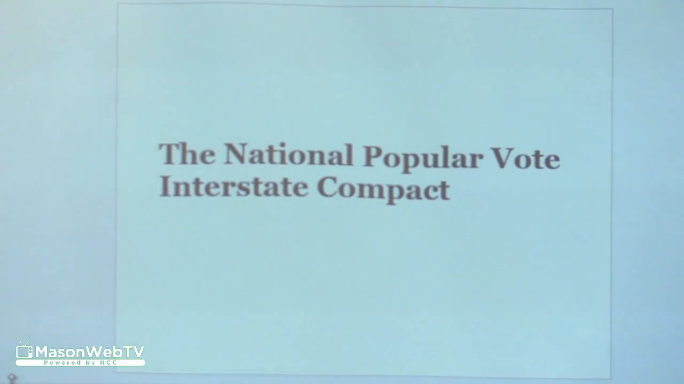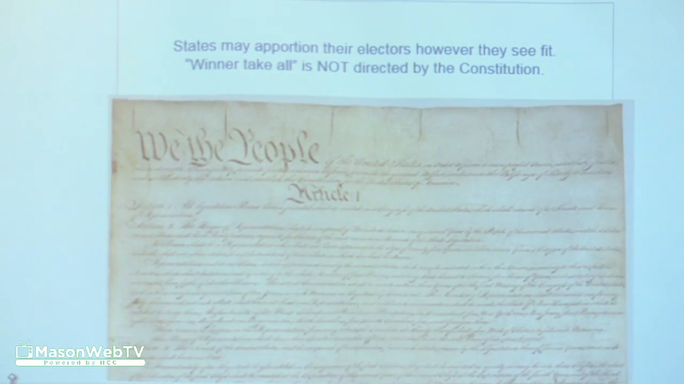all 50 states, including the District of Columbia, and it pledges a state's electoral votes to the candidate who wins the national popular vote, but it wouldn't take effect until it's enacted by all the states possessing a majority of the electoral votes, which is 270. So that's the National Popular Vote Compact.